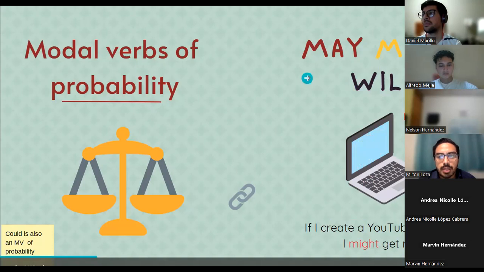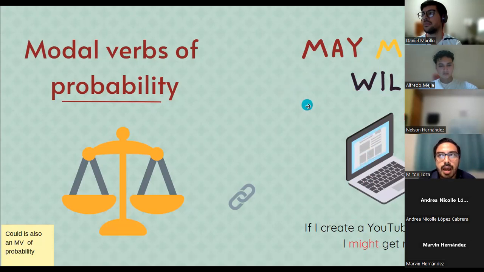And could will be like a prediction. That is also used as a prediction. Hey, it could go well or not. That's also a possibility as well. But as I said, could only expresses a possibility, a probability, but doesn't give a degree. May, might, they do. Let's learn a little bit more.